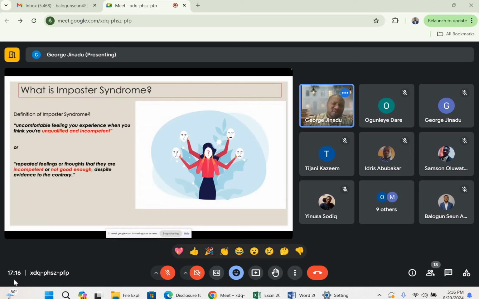Then the second one I saw is still using similar words, but this also takes it further. It said repeated feelings or thoughts that they are incompetent or not good enough, despite evidence to the contrary. And I think that's the key phrase in there. The evidence is there that you are good enough, you are competent, you are trusted by the organization. But there's just something in you that says, man, I'm not good enough.